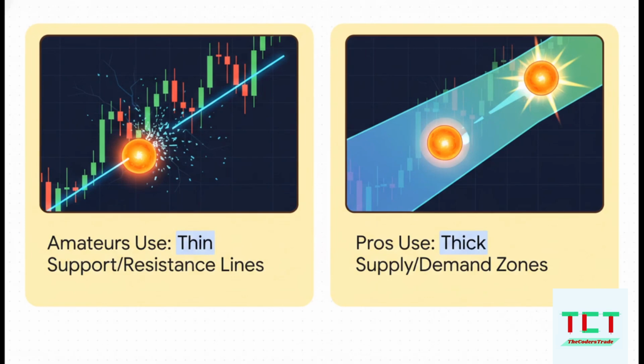Now pay attention because this is a huge distinction. Amateurs tend to draw these little razor-thin lines for support and resistance. Professionals, we don't do that. We think in terms of thick zones. These supply and demand zones are areas where tons of institutional orders are sitting. Price is way more likely to react inside a zone than at one specific little line.